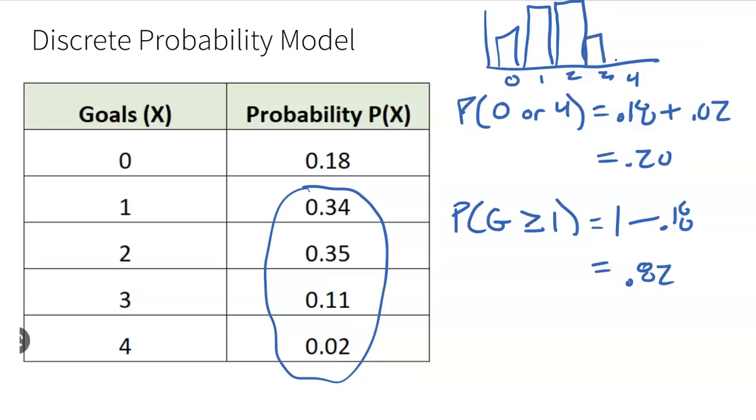Then we got 11%, and 4 is 2%, a lot smaller. But you get a feel for kind of the shape, right? So you'd say it's roughly symmetric. It kind of goes down on both sides a little bit. I wouldn't say it's majorly skewed or anything like that, but you can get a cool feel for shape when you're working with the discrete probability model.